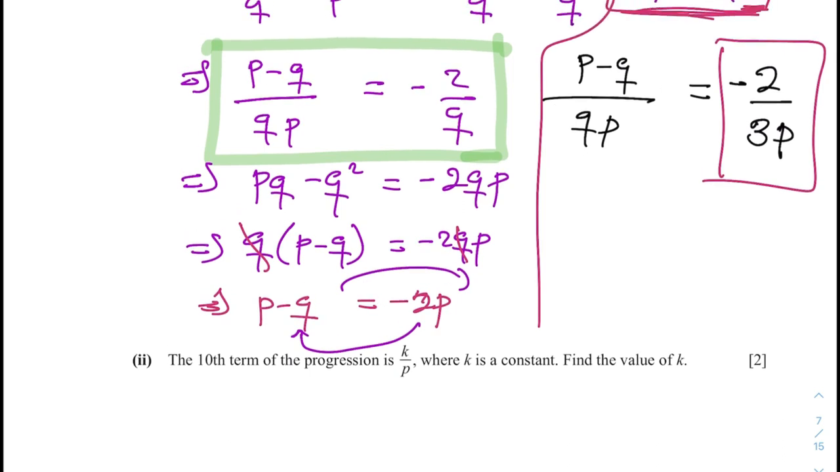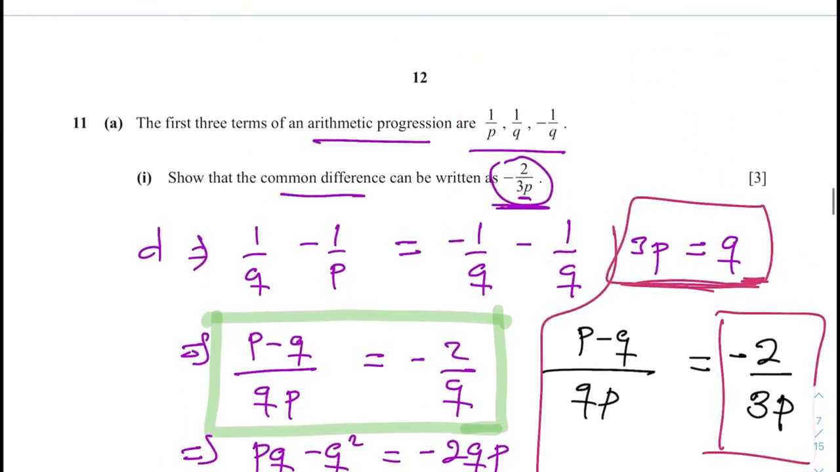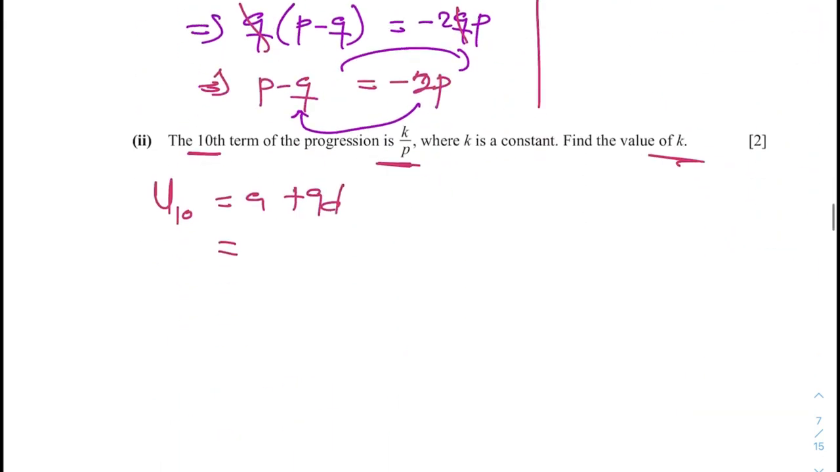Then they tell us that the 10th term of this GP is that. So we should find that K. Well, the 10th term is going to be A plus 9D. But what is your A? Your first term is 1 over P.